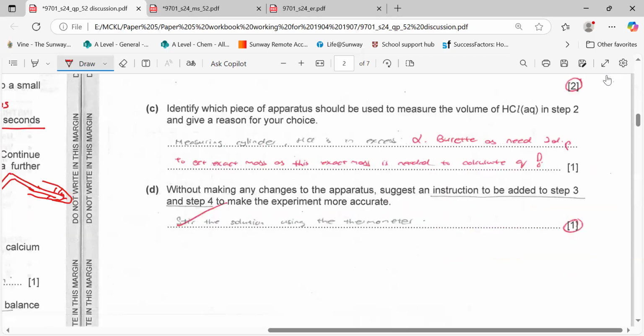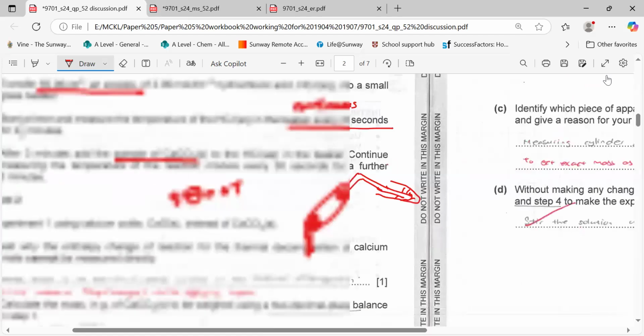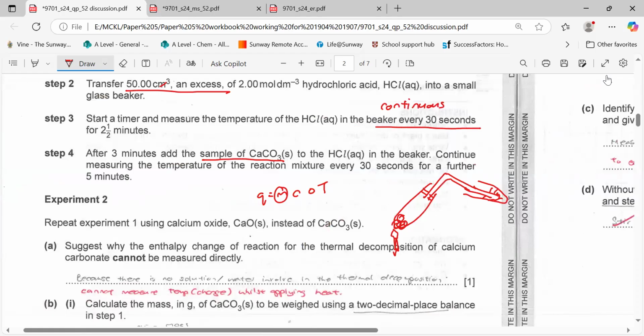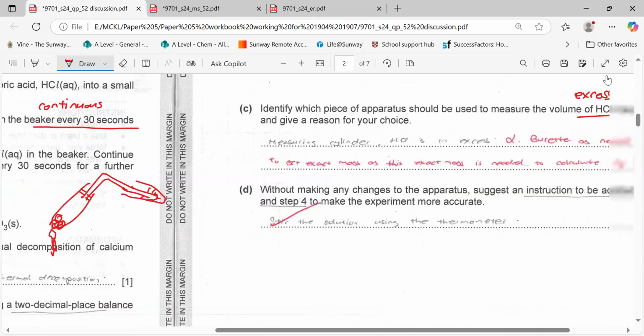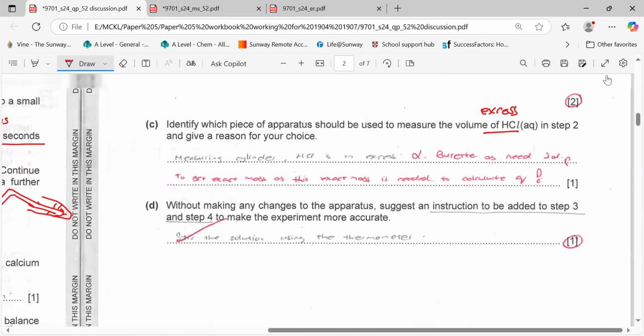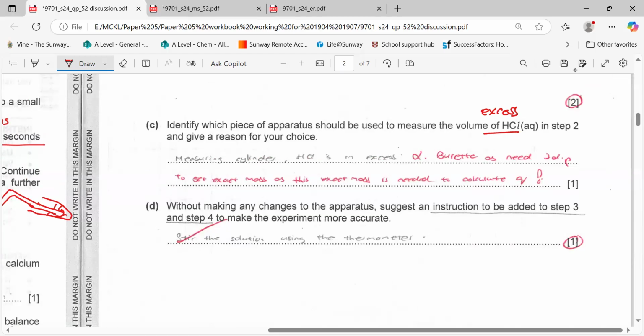Part C, identify which piece of apparatus should be used to measure the volume of HCl. The HCl was assessed, and if I remember clearly, the HCl over here was in 2 decimal places. Now, the only apparatus that we are used to that can measure up to 2 dp in terms of volume is your burette. Okay, so what happened here is excess, normally we will use a measuring cylinder, okay, because it is in excess. All right, but the marking scheme says burette is the answer, as we need 2 decimal places to get the exact mass of this calculation.